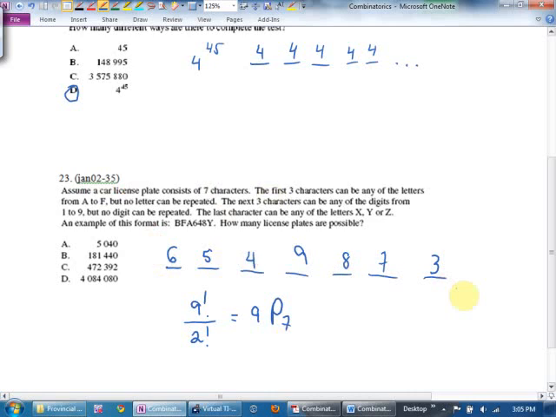I'm sure whoever made this up, though, deliberately tried to get a 6, a 5, a 4, a 9, a 7, an 8, and a 3 to appear in the question somewhere. Anyways, what's the answer? B? Okay. So those are examples of the fundamental counting principle.